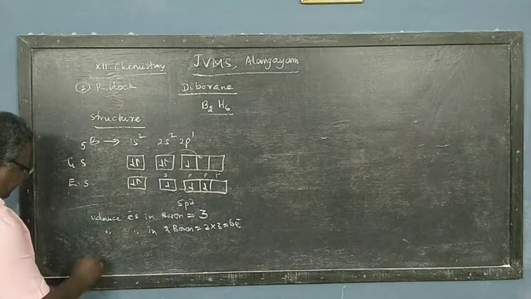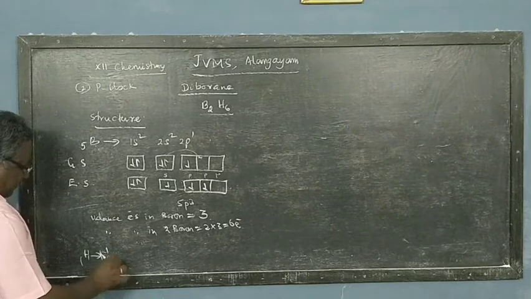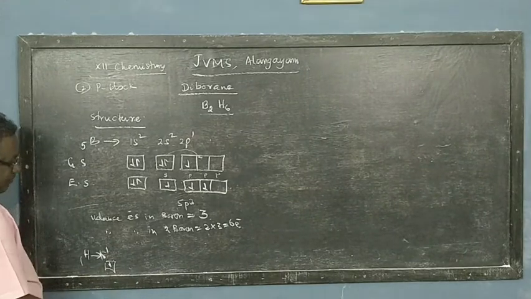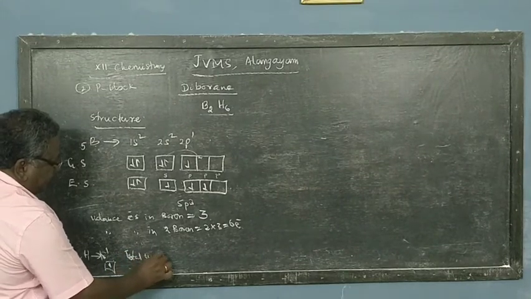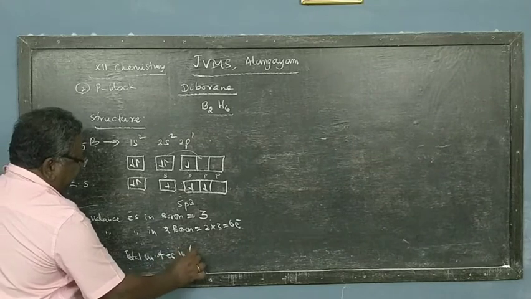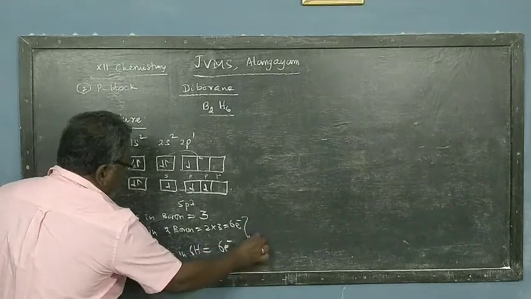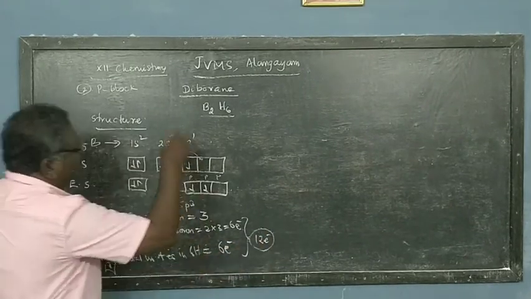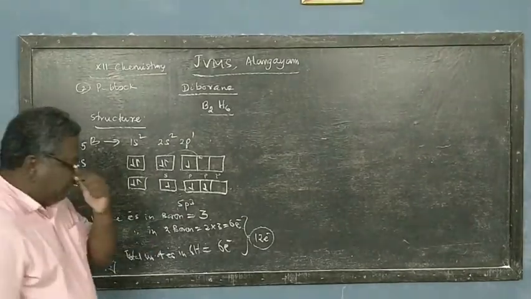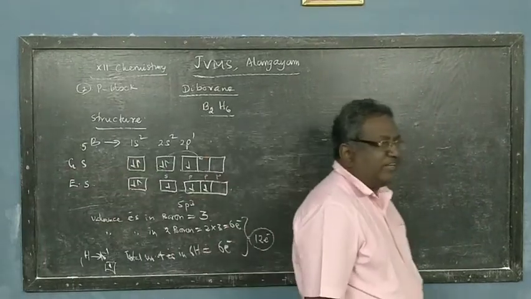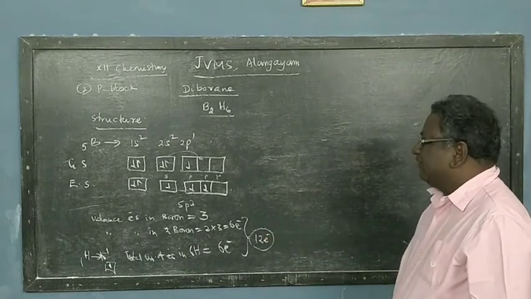If you look at hydrogen, hydrogen is 1s1. It has only 1 s orbital with an unpaired electron. The total number of electrons in 6 hydrogen atoms will be 6 electrons. So overall, we have how many electrons? 12 electrons in diborane. These 12 electrons will not be sufficient to form the required number of covalent bonds. Therefore, it is an electron deficient molecule.